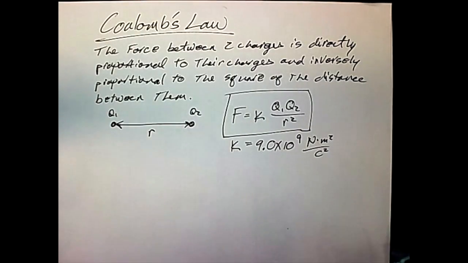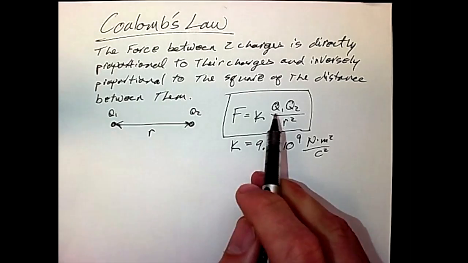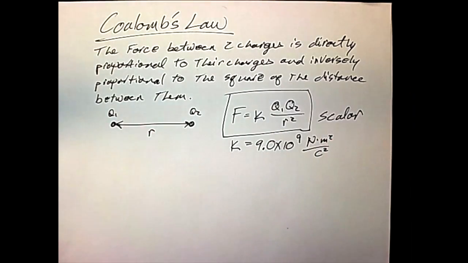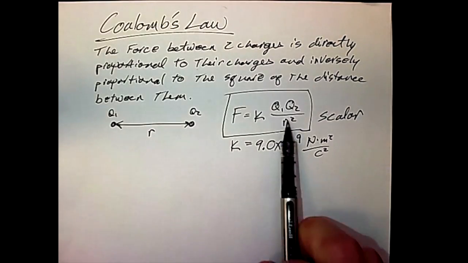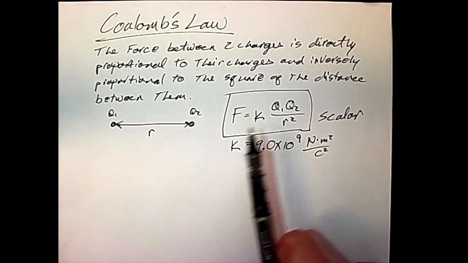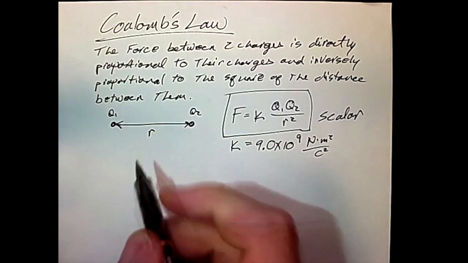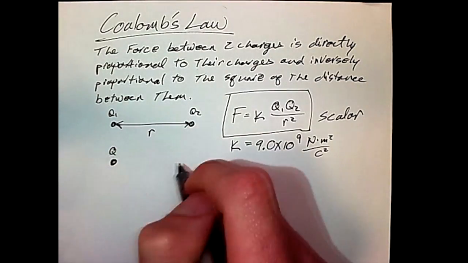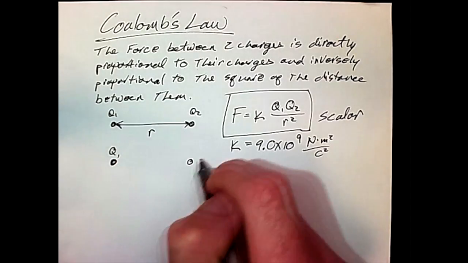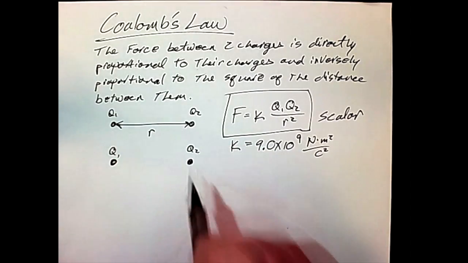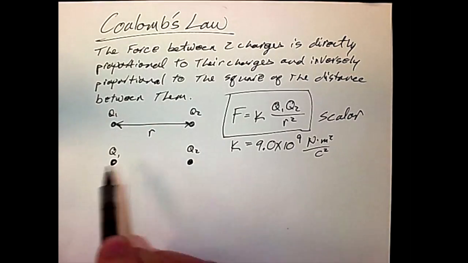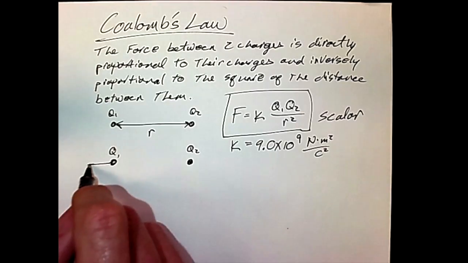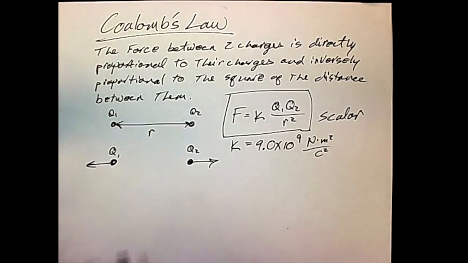However, something that is very important is the fact that this is a scalar calculation, and a scalar calculation simply means that there are no signs in these values in order to determine the sign on F. And it's for a simple reason that I'm sure you're already able to figure out. This is Q1 and this is Q2 as I've drawn above. Depending on whether or not these are similar charges or opposite charges, they will either repel or attract.